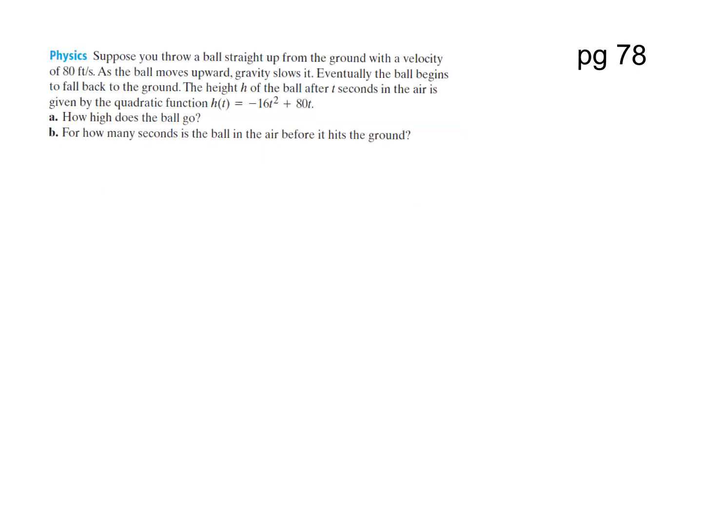I believe this is our last one, maybe. We'll see in just a moment. Suppose you throw a ball straight up from the ground with a velocity of 80 feet per second. As the ball moves upward, gravity slows it. Eventually, the ball begins to fall back to the ground. The height of the ball after t seconds in the air is given by that quadratic function. Let's put it in vertex form.